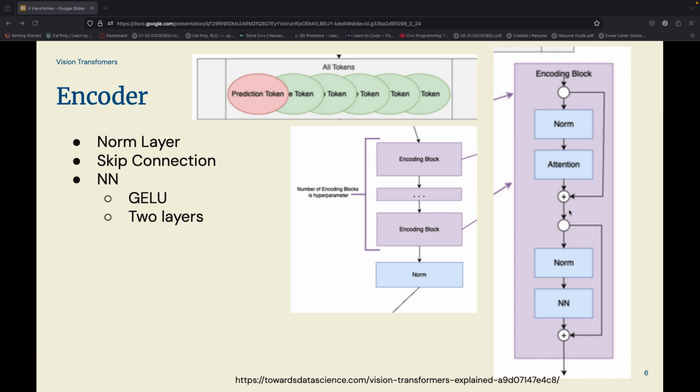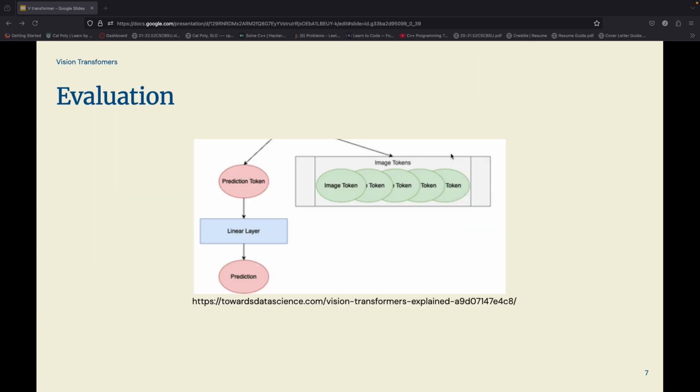And after that, we then normalize it again and pass it into a 2-layer neural network with a GLU activation layer. This just helps add nonlinearity to our model and helps it recognize more complex patterns. And as I said before, you can stack multiple of these on top of each other. And yeah, we are ready for evaluation, and hope you guys remembered what the prediction token is. Here's where it comes into play.